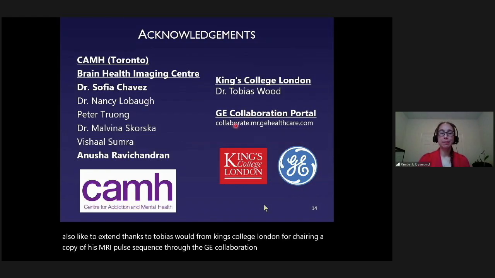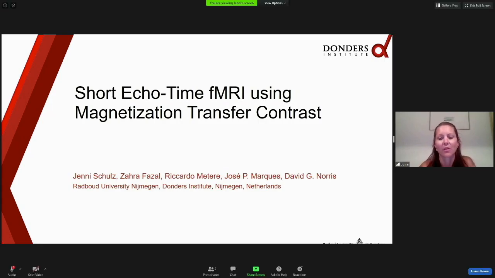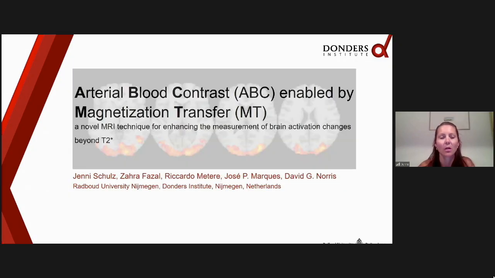Okay, today I'm going to present our abstract on short echo time fMRI using magnetization transfer contrast. The presentation is somewhat different from the submitted abstract, which we used as a pilot study for the full study that I'm going to present here, along with a new title: Arterial Blood Contrast Enabled Magnetization Transfer, a novel MRI technique for enhancing the measurement of brain activation changes beyond T2 star.